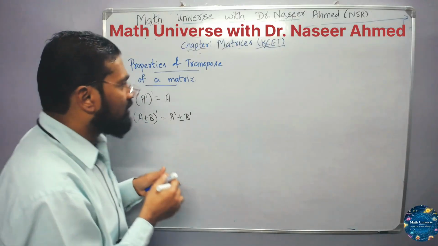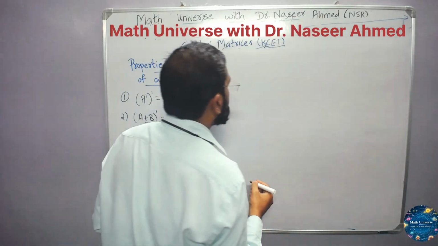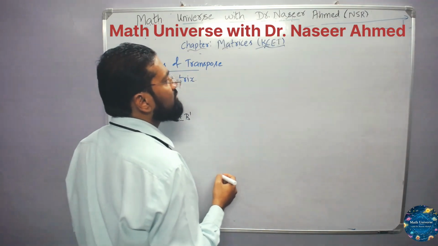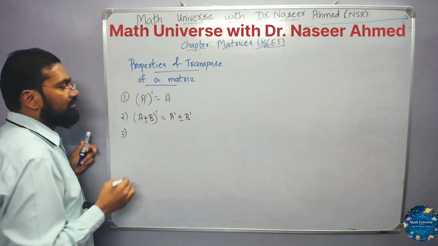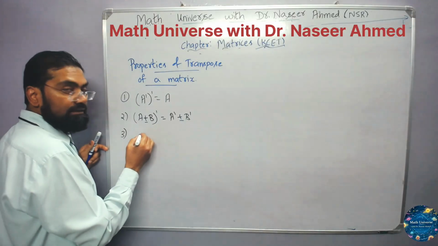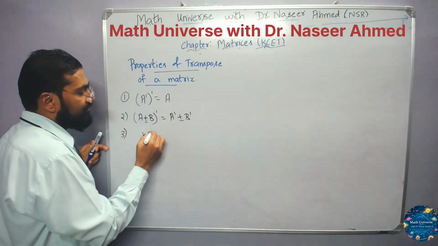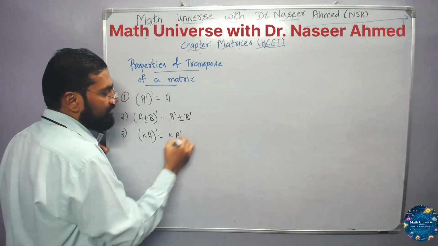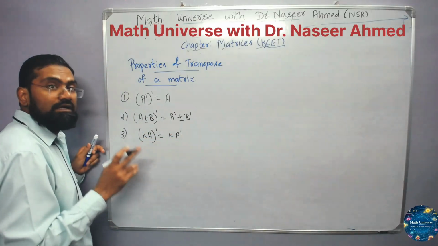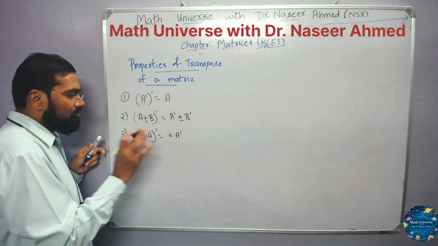When I'm talking about this, you should also understand the addition of matrices. Okay, let us first complete this. So the third one: if I have a scalar and a matrix and I want to take the transpose, the scalar will not get affected, only the matrix will be transposed, because we are changing rows to columns and columns to rows. A scalar is just a number, so no problem.